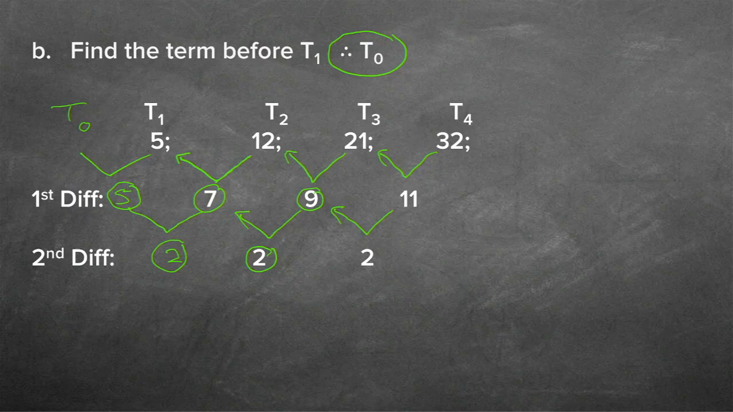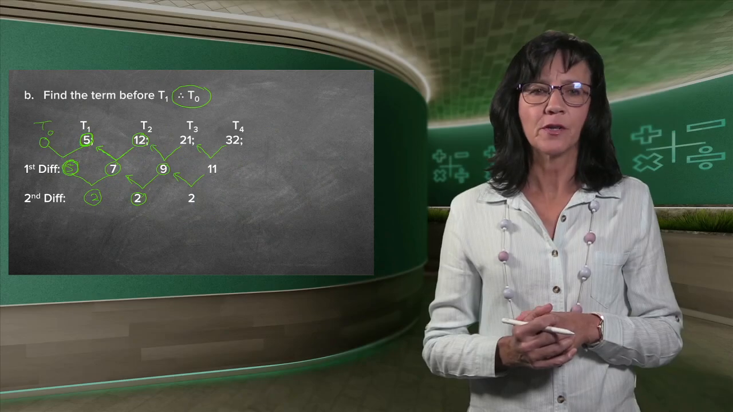12 minus 7 is 5. So 5 minus 5 is 0. So it's just by accident that it's 0. Don't think it should be 0. For this specific example, your T0 is also 0.